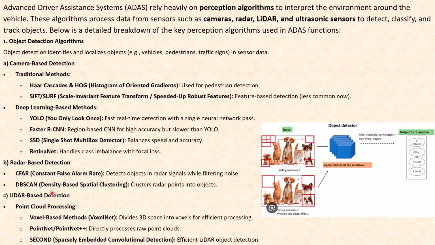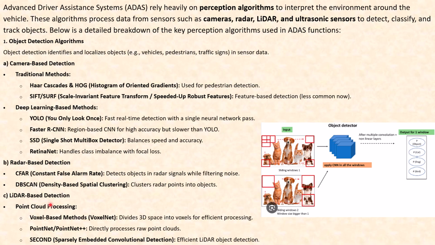Next comes DBSCAN, density based spatial clustering. It clusters radar points into objects, and it is only through clustering the radar points into objects that an object can be detected and also identified to some extent. When it comes to identification, radar plays a very minimal role, but it definitely helps in a little bit of identification because it clusters all the points into a given object.